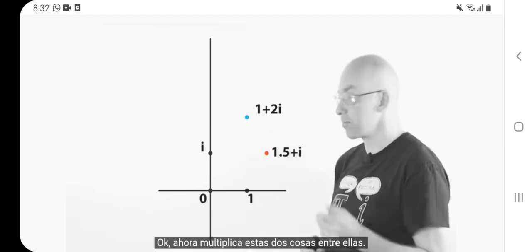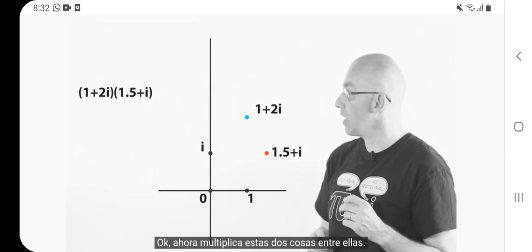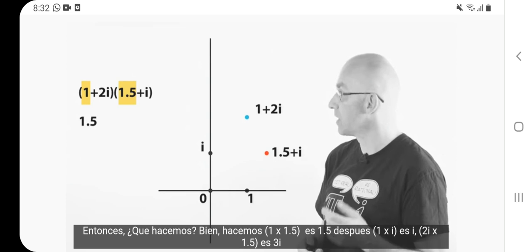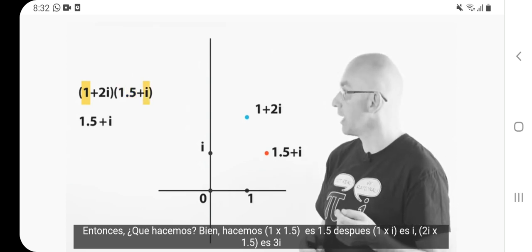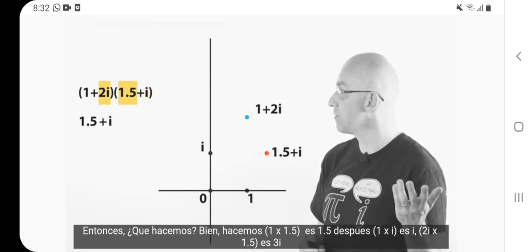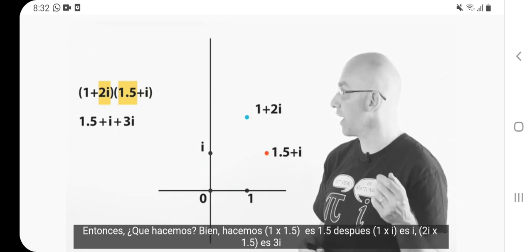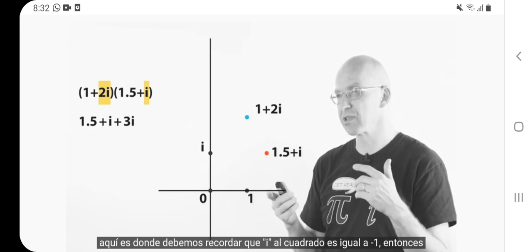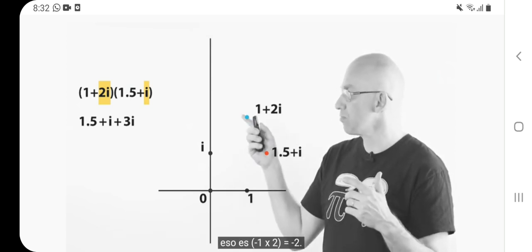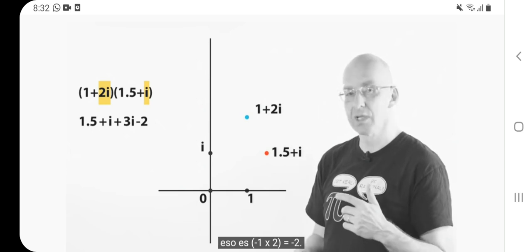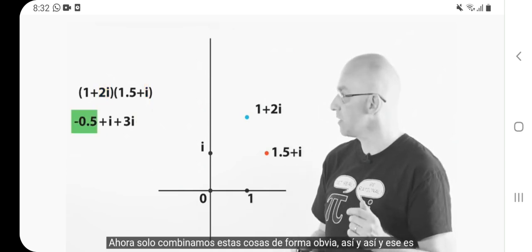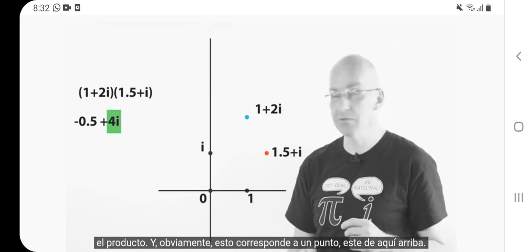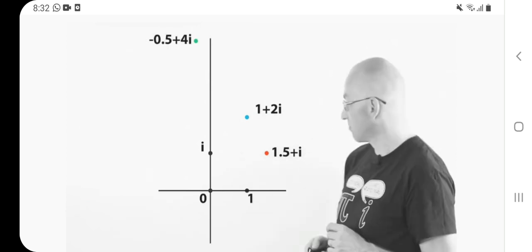Okay, now, let's multiply those two things together. Right, so what do we do? Well, we do 1 times 1.5 is 1.5, then 1 times I is I. 2i times 1.5 is 3i. And then the last one, that's where we have to remember that I squared is equal to -1. So this is -1 times 2, which is -2. Now we just combine things together in the obvious way. So there, and that's the product. And of course that corresponds to a point, that guy up there.